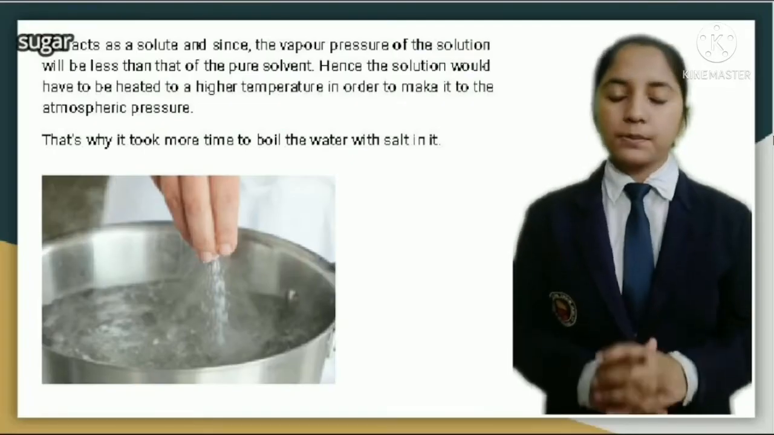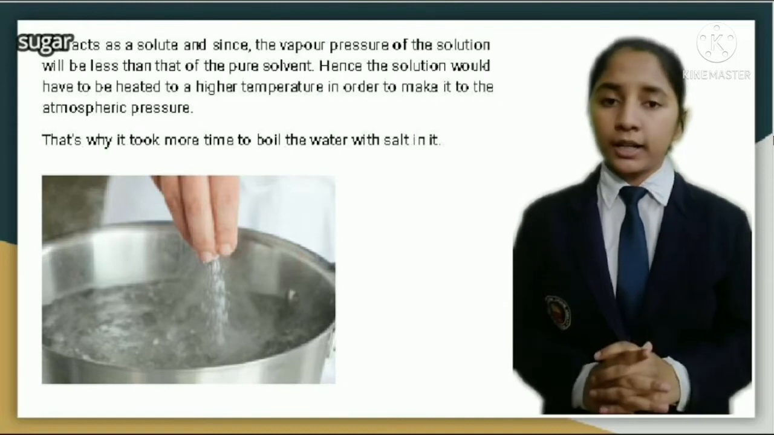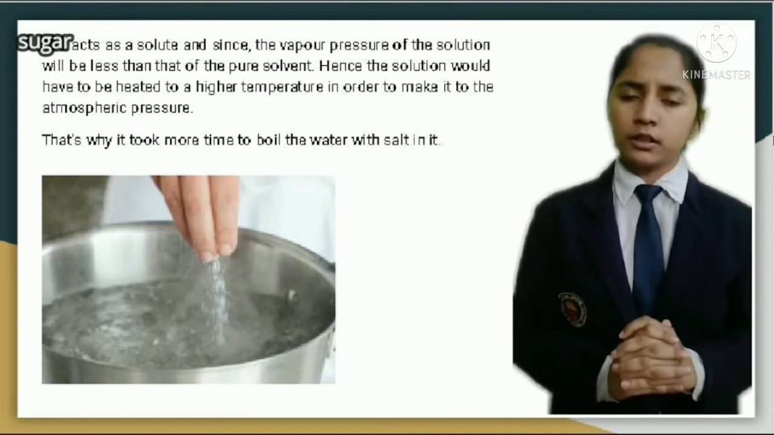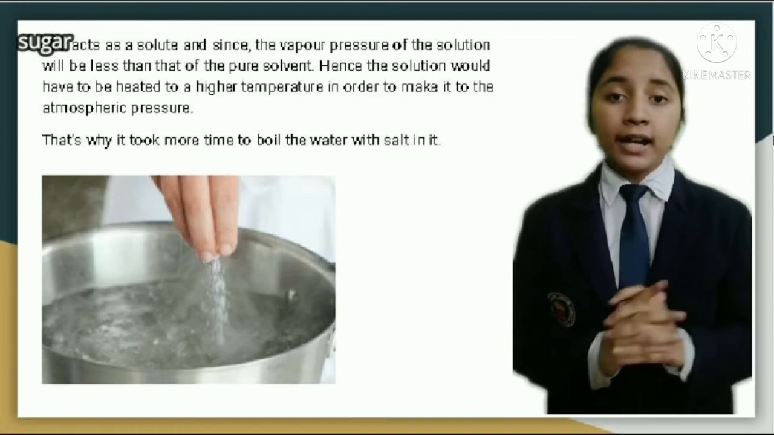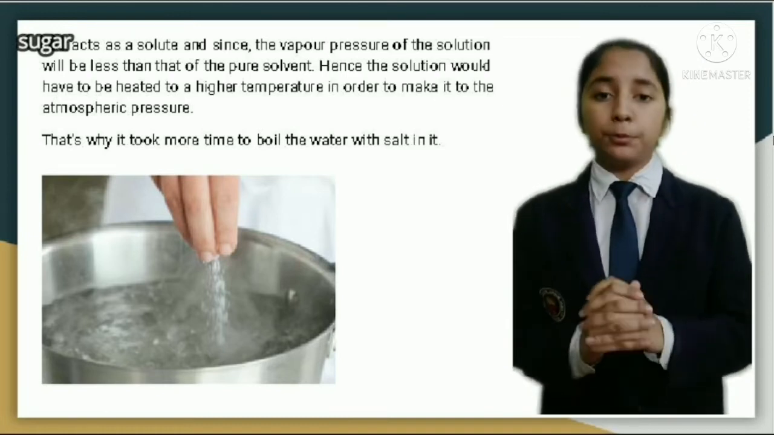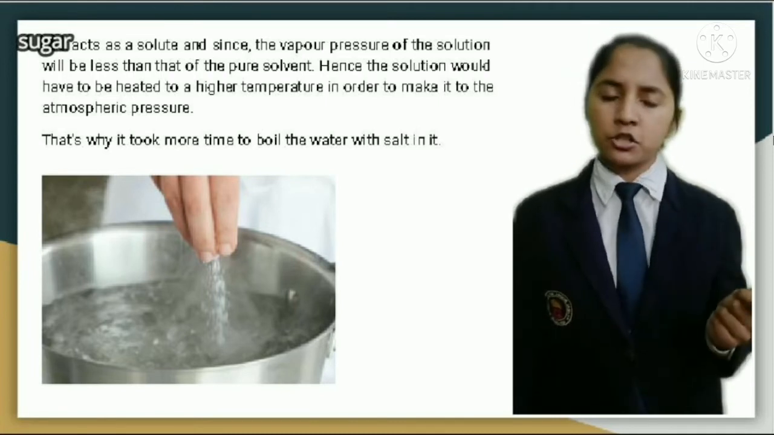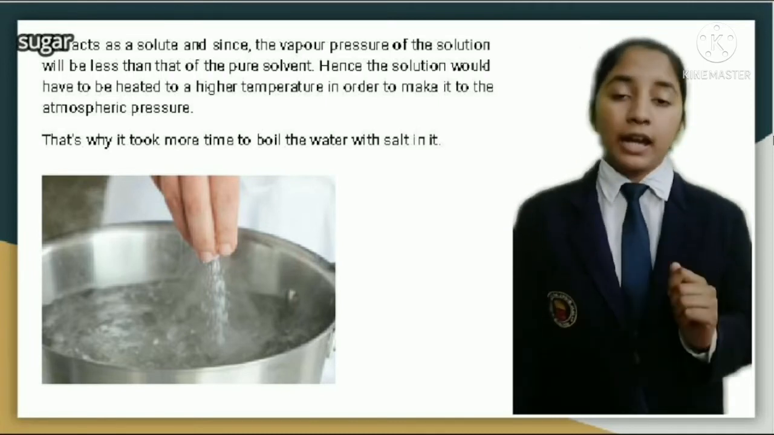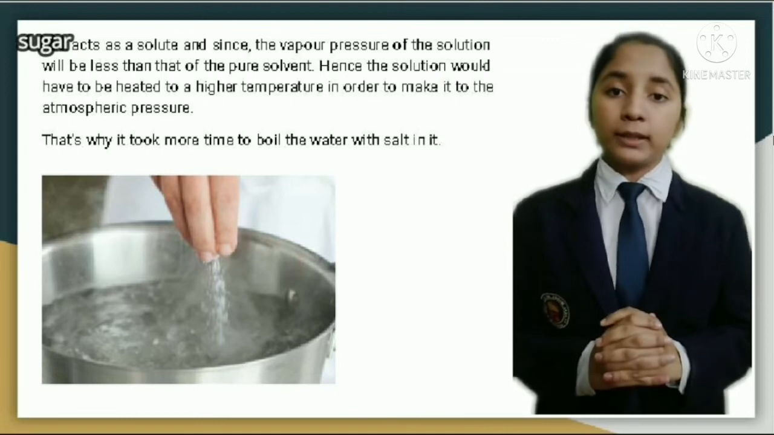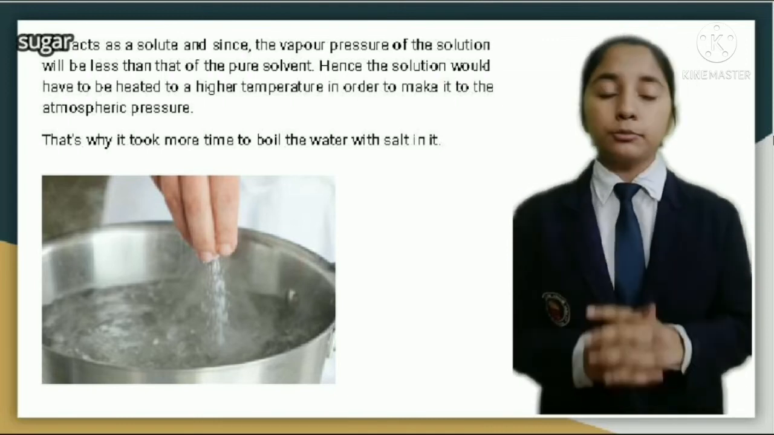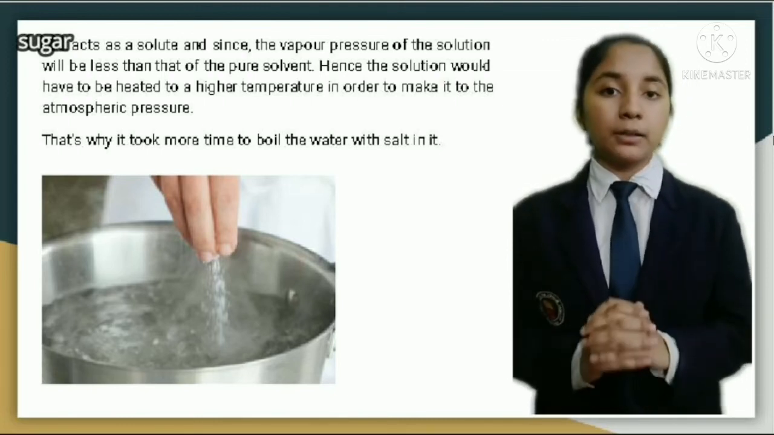As we saw in the experiment earlier, it took more time to boil water with solute in it. It was because the solute lowers the vapor pressure, as the vapor pressure of a solution is less than the vapor pressure of a pure solvent. Hence, the solution needs to be heated more in order to make it equal to the atmospheric pressure.